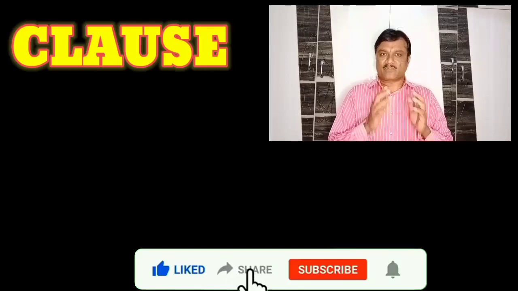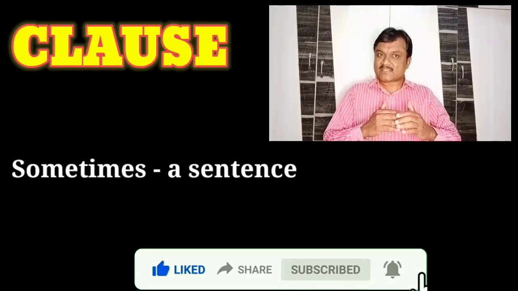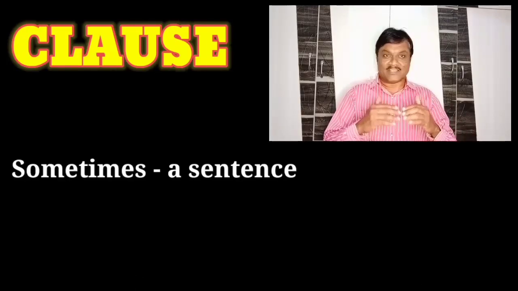Well, friends, from the phrases, let's come to the next part of the sentence. That is a clause. A clause too consists of a subject and a predicate and a group of words also. Please don't get confused this with a sentence. Though a clause consists of a subject and a predicate and a group of words, sometimes this clause acts as a sentence, but many a times it does not. Let me explain.